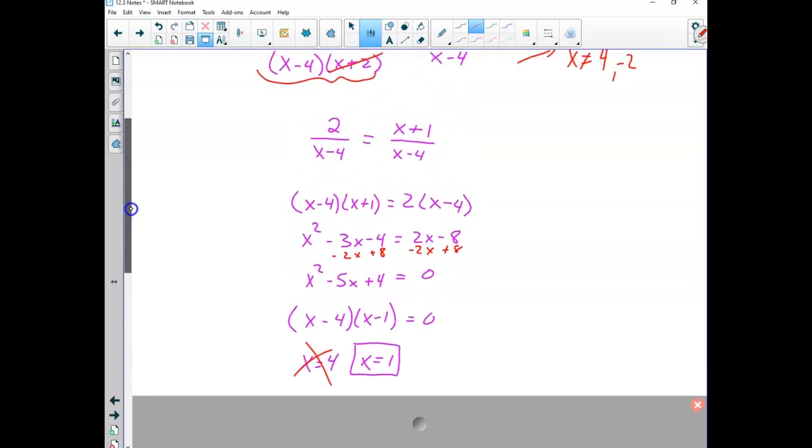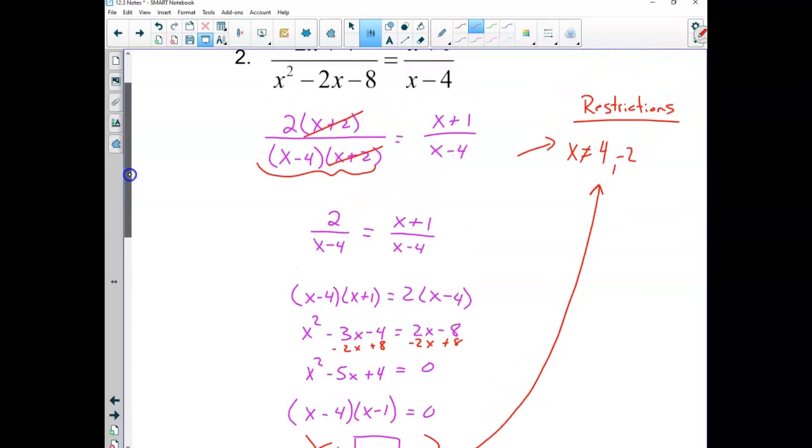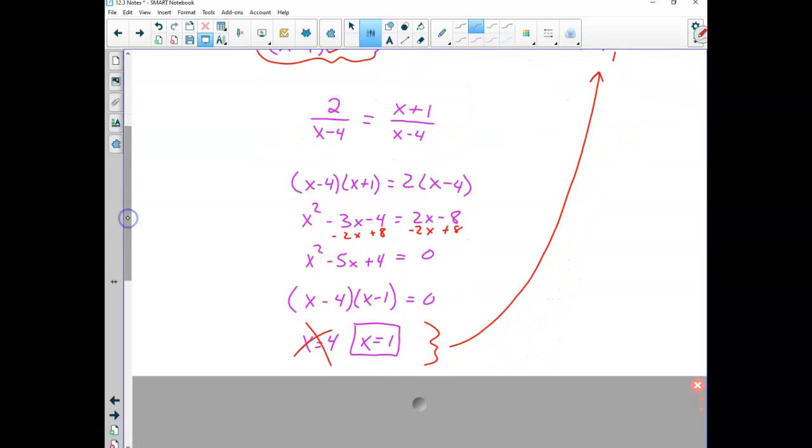But notice I cross off that x equals 4, because when I took the list of possible solutions and cross-referenced them with my list of restrictions, I had to throw out positive 4 because it's a restriction in the original problem. Therefore, the only solution is x equals 1, all right?